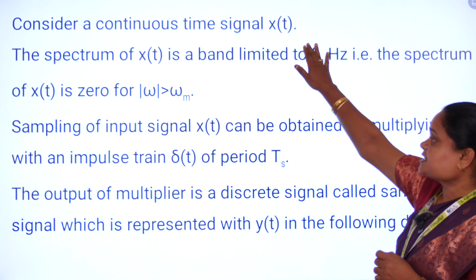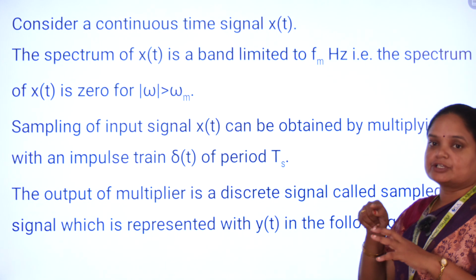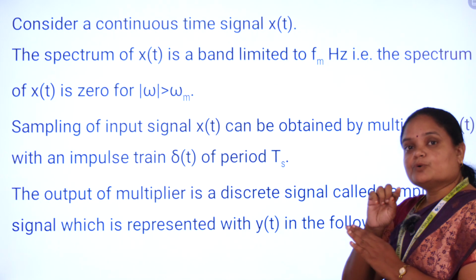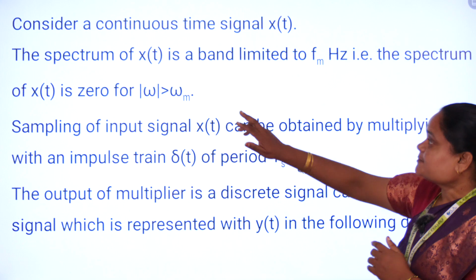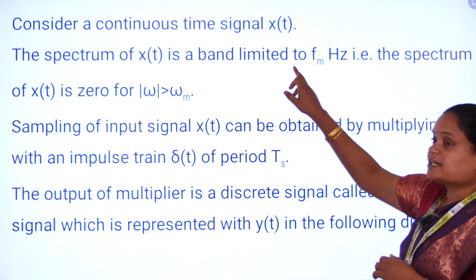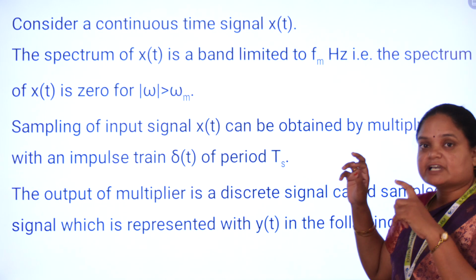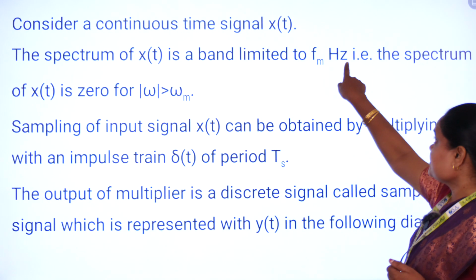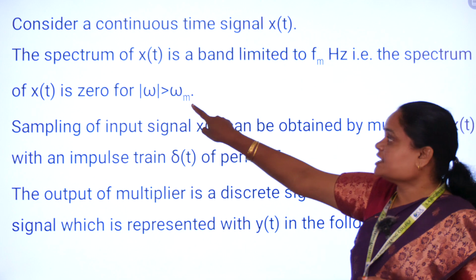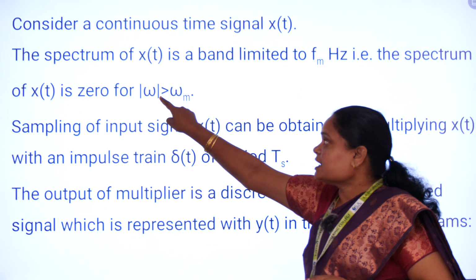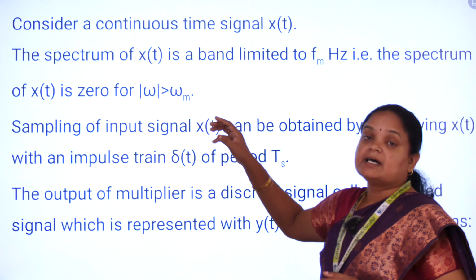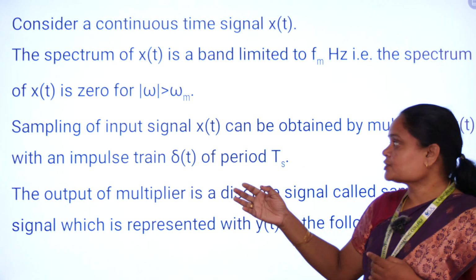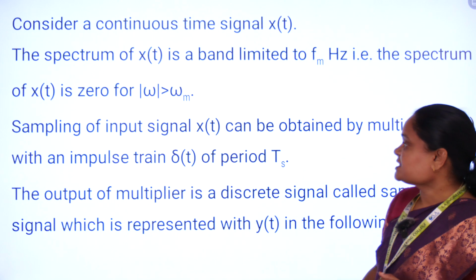Consider a continuous time signal x of t. X of t is a continuous time signal because in this analog signal the time and amplitude are both in continuous format. The spectrum of x of t is band limited. I already told that. One important thing we have to maintain is that the spectrum is in band limited format, that is, the spectrum X of omega is 0 for omega greater than omega m, the maximum frequency. So that is called a band limited signal.